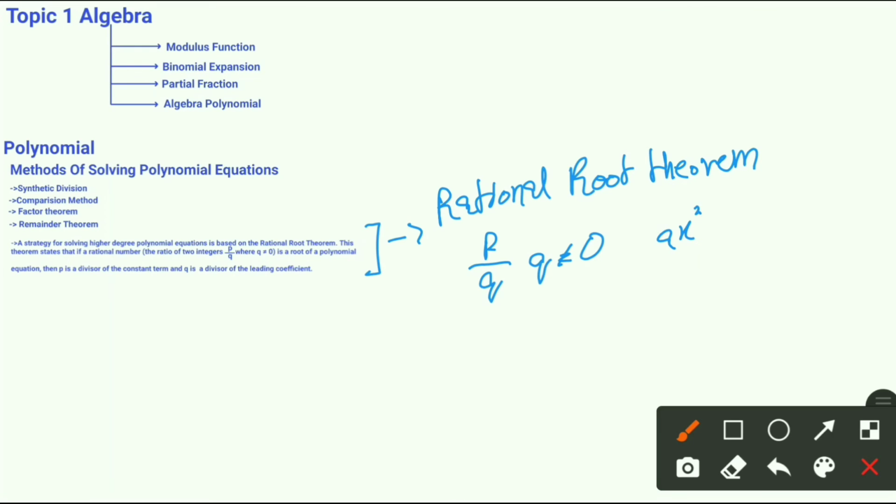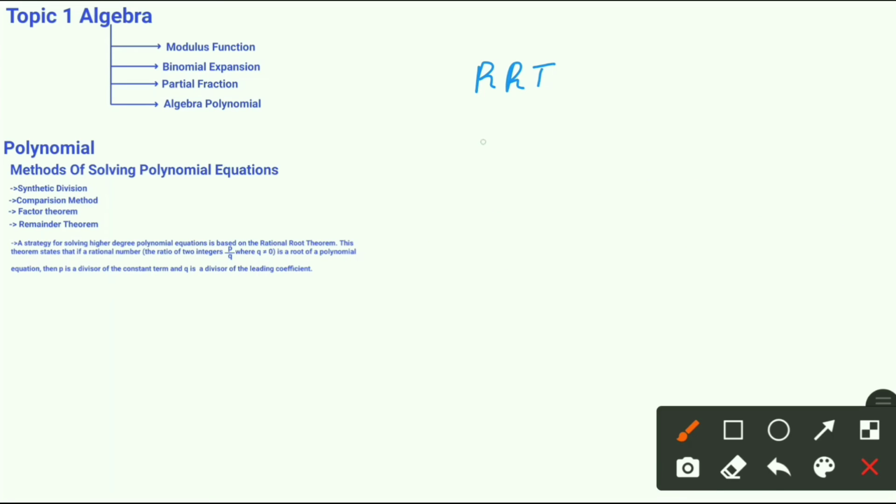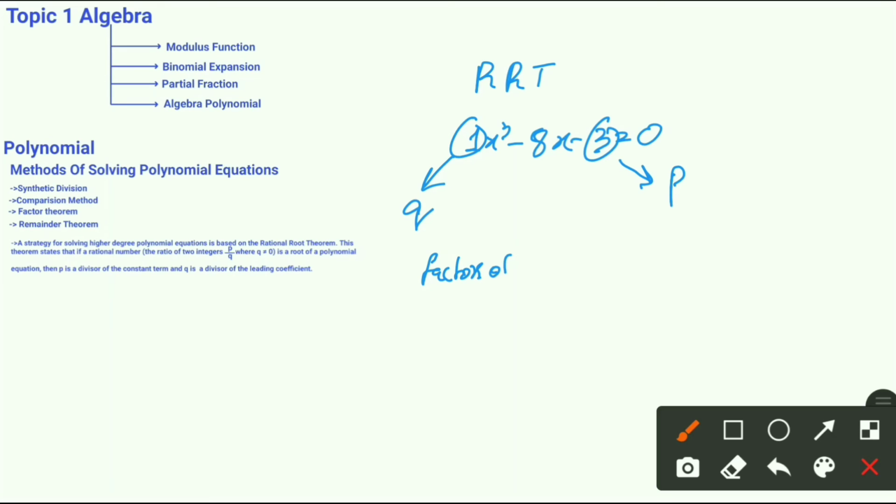So let's say ax cube plus bx plus c is equal to 0. Rational root theorem, RRT. Let's suppose we have this equation, x cube minus 8x minus 3 is equal to 0. This one is q, this one is p. Now finding the factors of q and factors of p. q is 1, p is 3. The factor of 1 is 1, the factors of 3 are 3 and 1. Now making the possible values, p upon q.